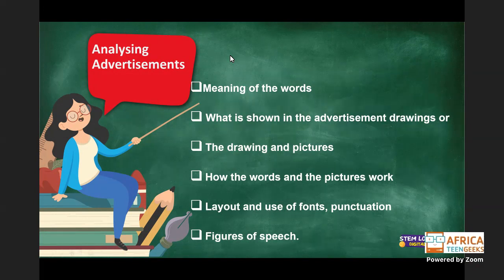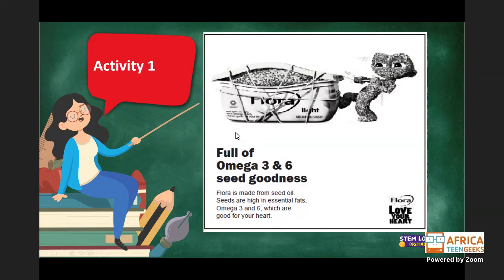Okay, and now we are going to attempt to answer 2 activities. So this would be our first activity. Okay, so I'm going to need you to have all that information I was saying at the back of your mind. All right, so the activity 1 reads as follows. You need to study the advertisement, and answer the set questions.